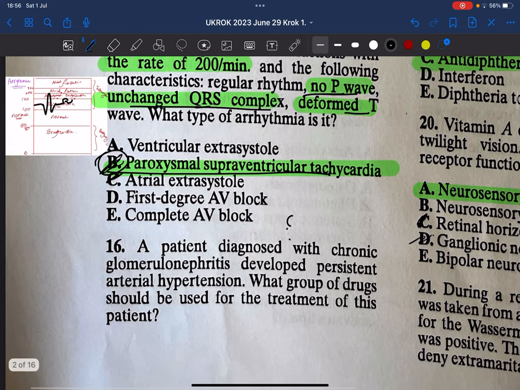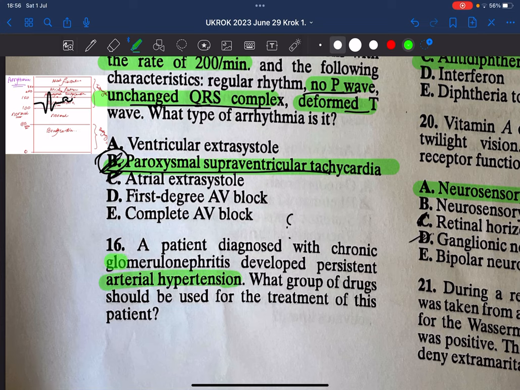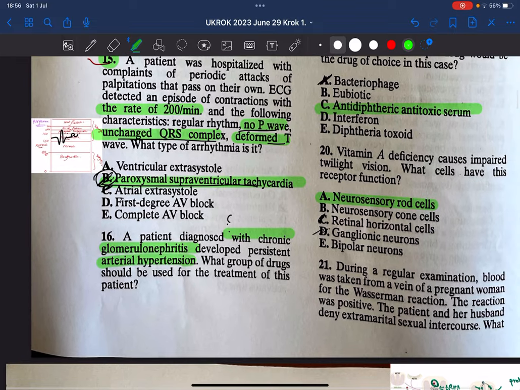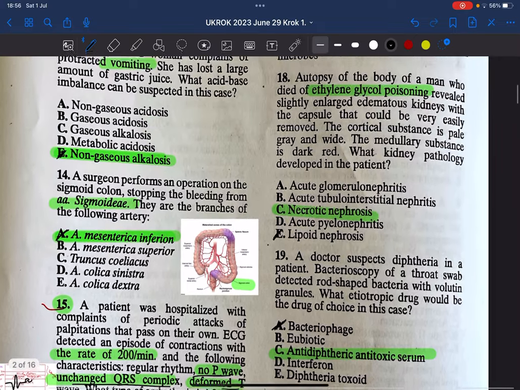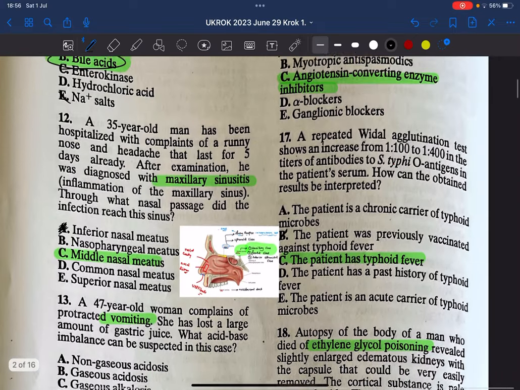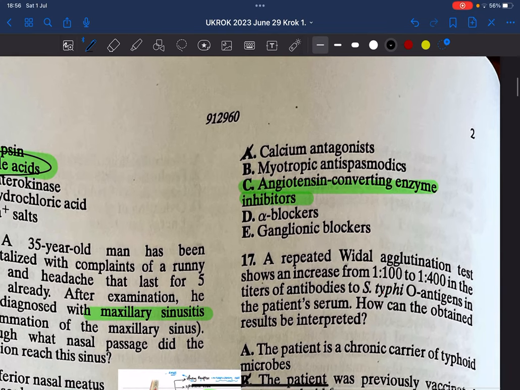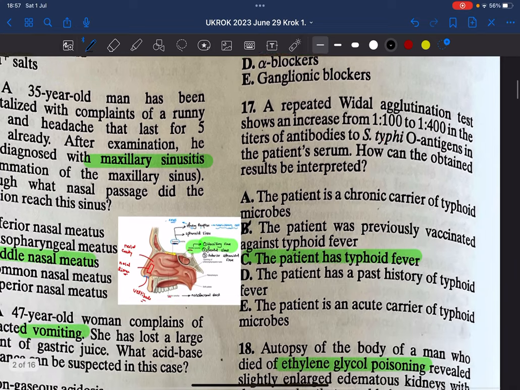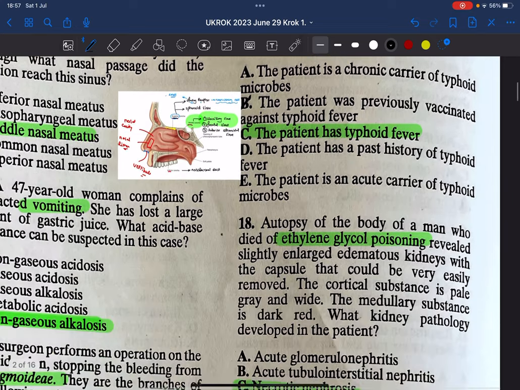Next, we have chronic glomerulonephritis that's causing hypertension. What should we use as a drug? Of course, kidney disease will lead to hypertension because of the renin-angiotensin-aldosterone system. This is a system that gets activated whenever less sodium and water is going to the kidney, causing hypertension. So if we want to decrease the blood pressure, we should stop this system by giving angiotensin converting enzyme inhibitors like lisinopril. This is a question from the base.